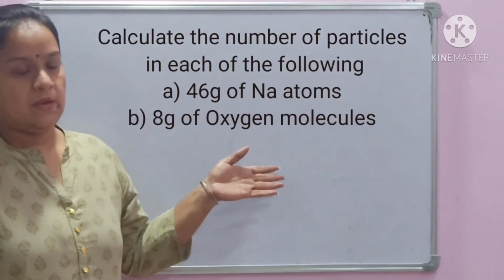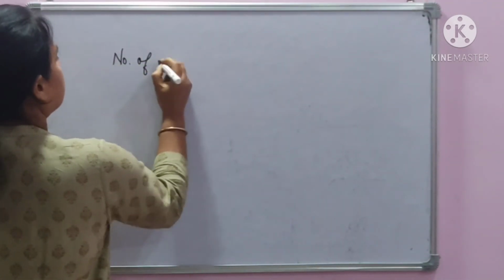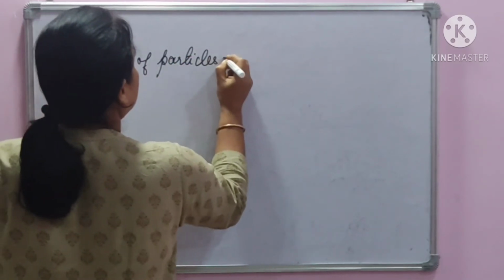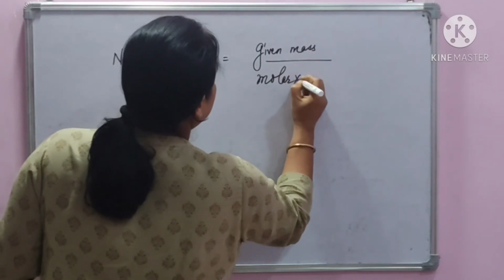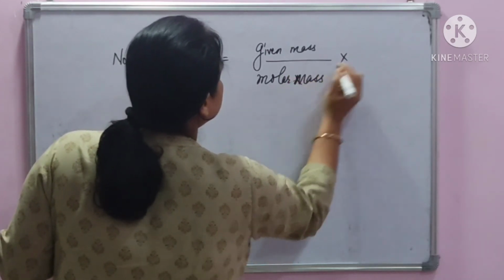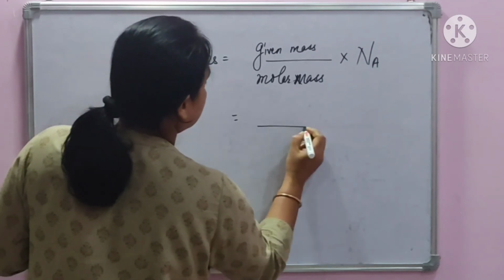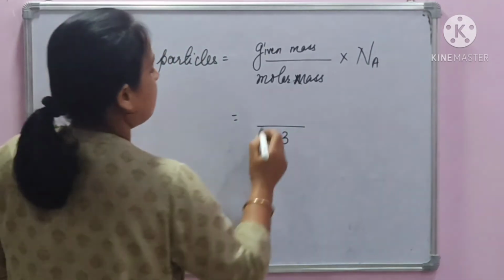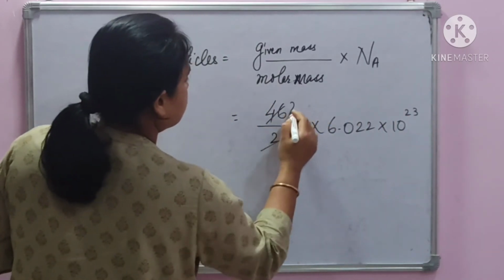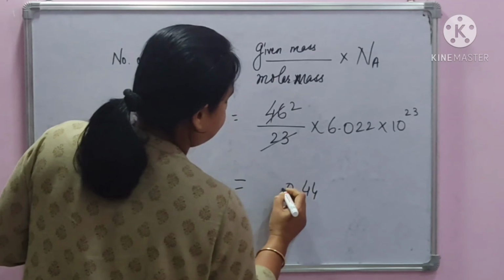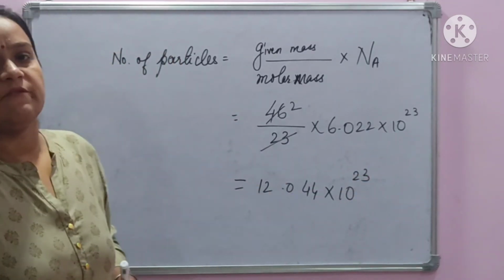Now, in this question, let us use the formula. Here the number of particles, or number of atoms, will be equal to the given mass divided by molar mass multiplied by the Avogadro's number. In some books you will find it NO, somewhere it is NA. So here the molar mass of sodium is 23 and the given mass is 46, multiplied by 6.022 into 10 to the power 23. So it comes to be something like this. So this is your answer. This many number of particles are present in this given mass of sodium.